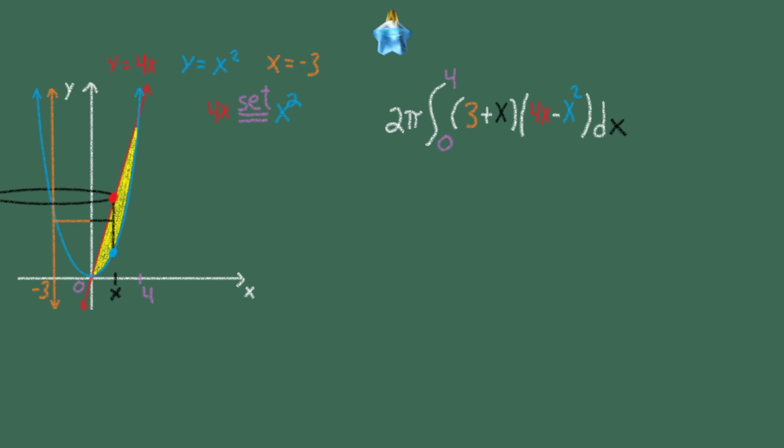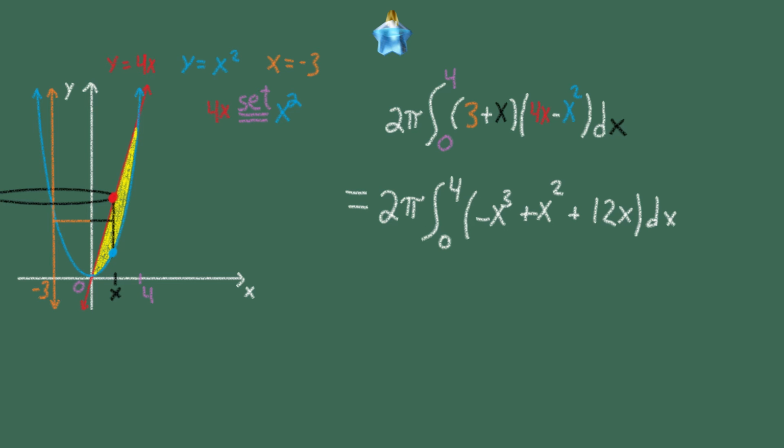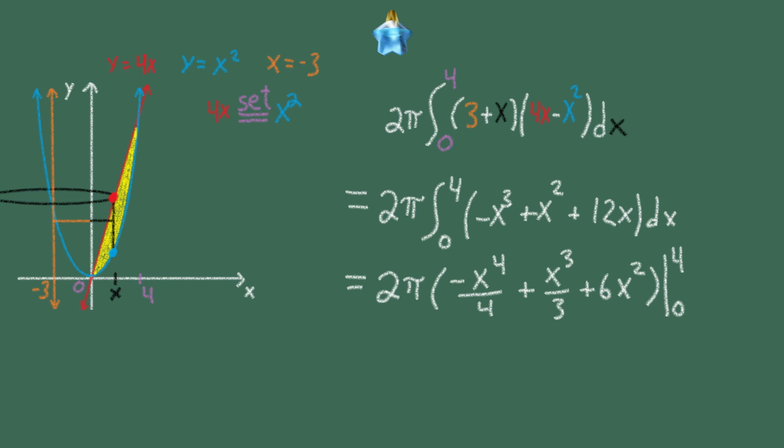Foiling the inside yields 2 pi times the integral from 0 to 4 of minus x cubed plus x squared plus 12x dx. Using the fundamental theorem of calculus, this equals 2 pi times minus 1/4 x to the 4 plus 1/3 x cubed plus 6x squared, evaluated from 0 to 4. This gives us our claim check.